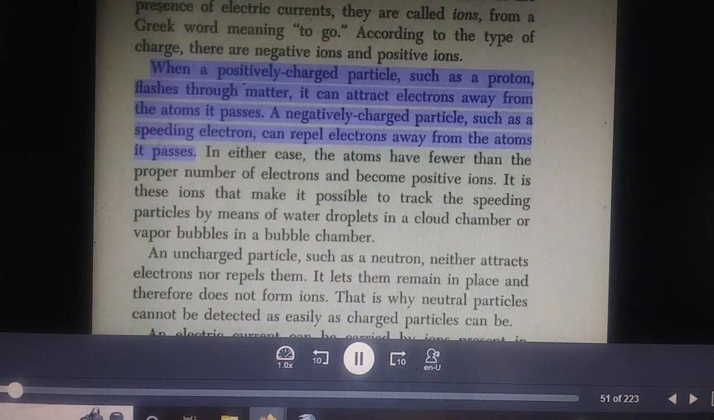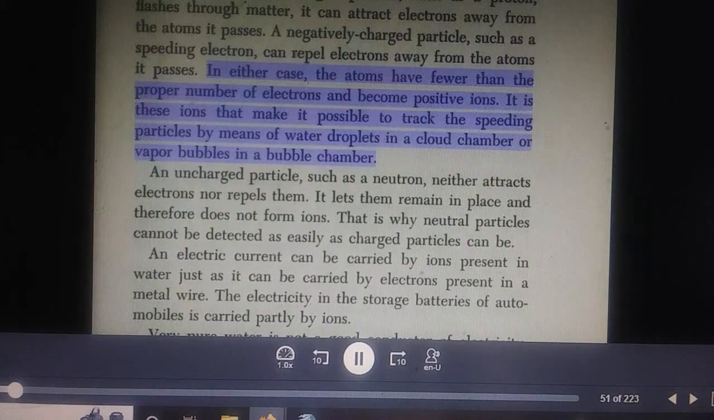When a positively charged particle, such as a proton, flashes through matter, it can attract electrons away from the atoms it passes. A negatively charged particle, such as a speeding electron, can repel electrons away from the atoms it passes. In either case, the atoms have fewer than the proper number of electrons and become positive ions. It is these ions that make it possible to track the speeding particles by means of water droplets in a cloud chamber or vapor bubbles in a bubble chamber.